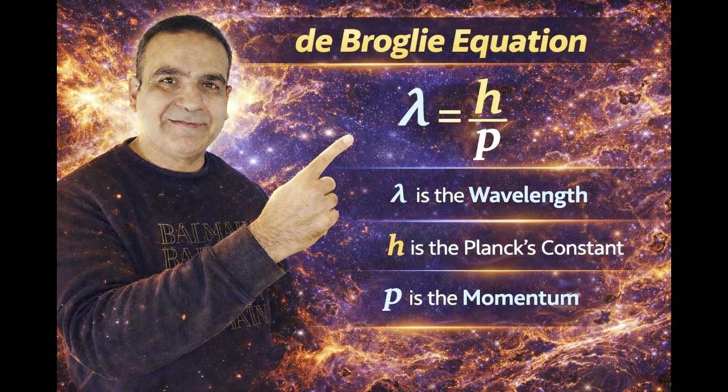If we talk about the wavelength of the particle, because it behaves like a wave, it is given by the de Broglie equation, lambda equals h by p, where h is Planck's constant and p is the momentum of the particle. So what happens here? Momentum increases, wavelength shrinks. Momentum decreases, and the wavelength grows.